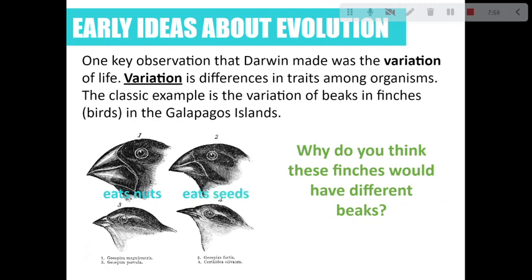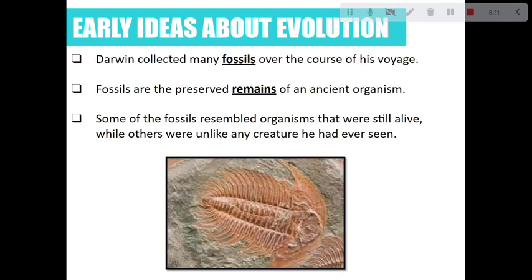So number 1 eats seeds. Number 1 will eat nuts. Number 2 will eat seeds. Number 3 eats insects. And number 4 digs in moss for insects.